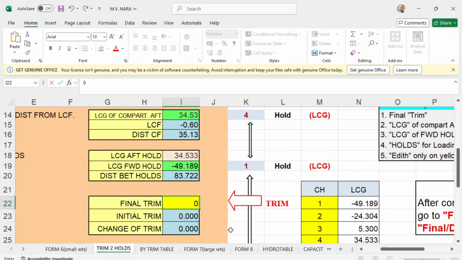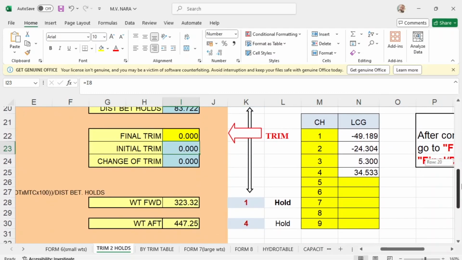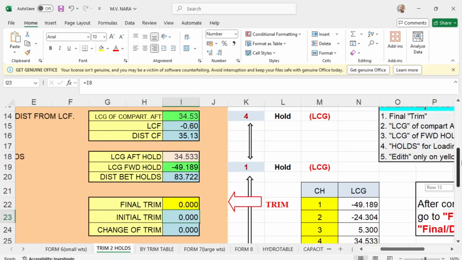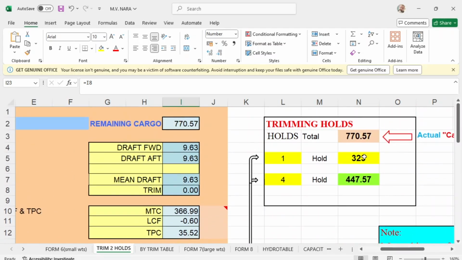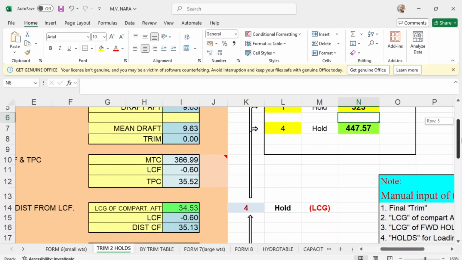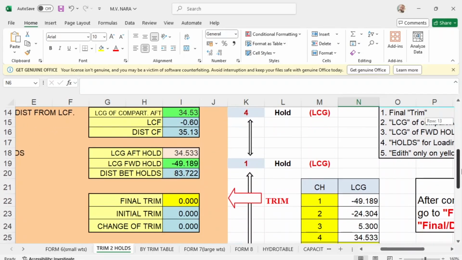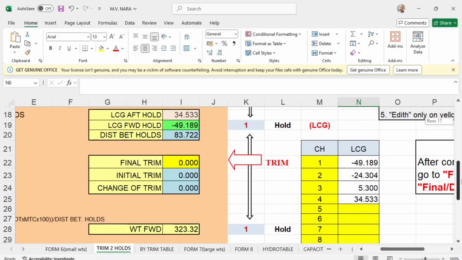Okay, put 0. Then how much are we going to load in hold number 1? Hold number 1 should load 323. Okay, 323. So I put here 323. Only say, for the sake of computation, it would be 323.32.